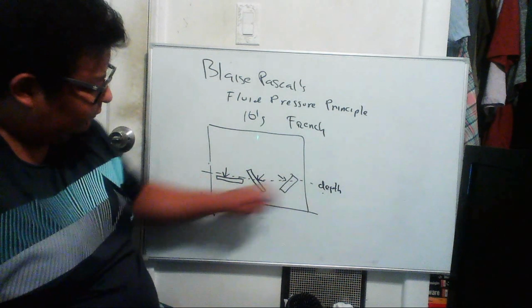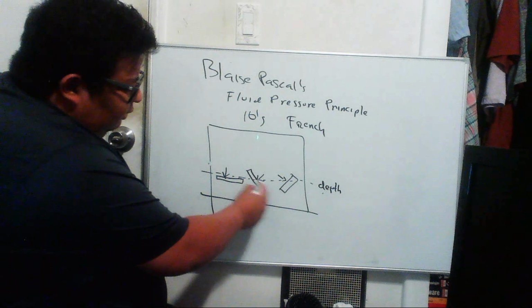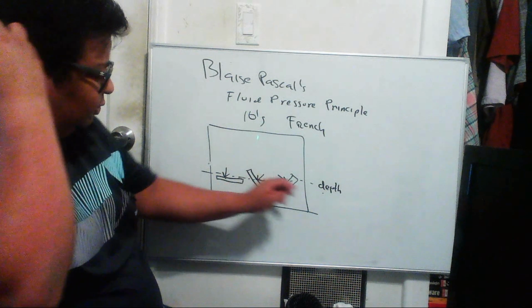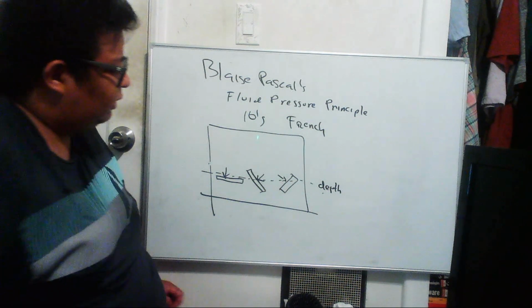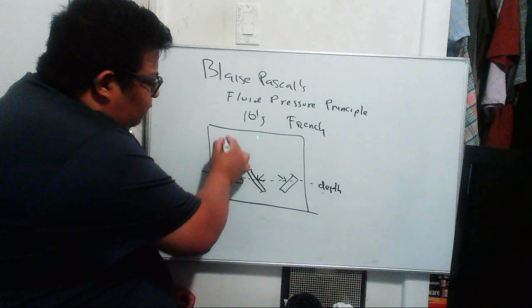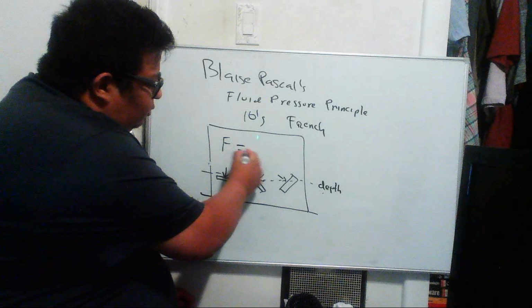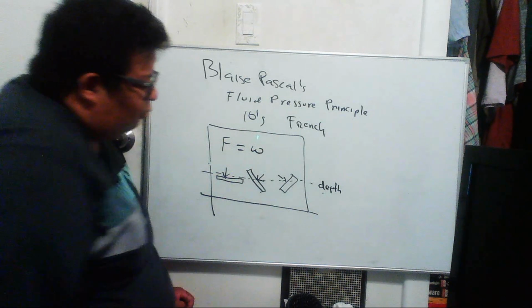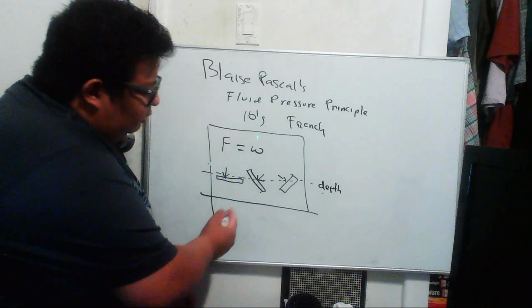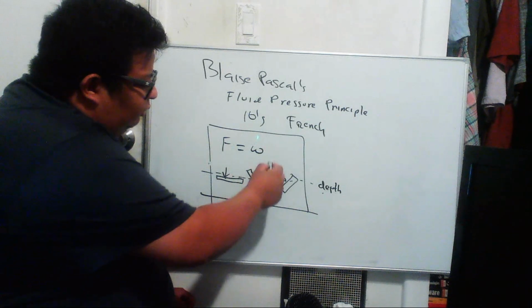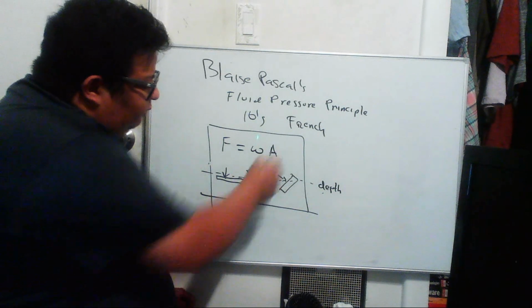at this depth, in other words here, if they're all horizontal surfaces, then the force of the fluid pressure is equal to the weight density of the fluid times the area.